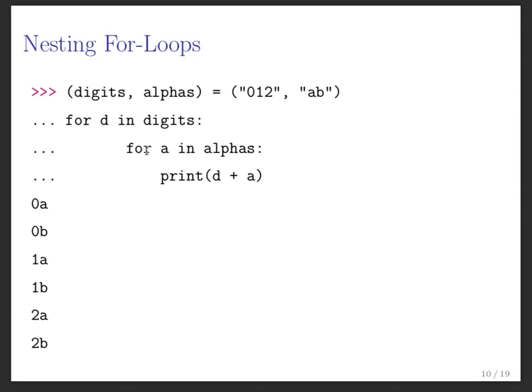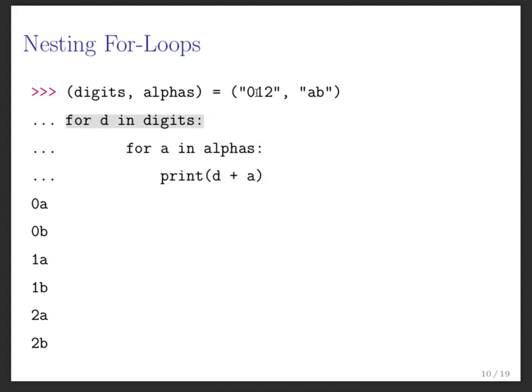So let's reason through this. Rewind back to where I just printed 0 and a. Python is going to walk back to here, right? So the loops get resolved from the interior loop outwards. The loop in the innermost indent has to resolve first. So this a is now going to be set to b. It's going to print the value of d plus the value of a, which happens to be 0 and b. Then it's going to escape this loop. A will have the value b. It will go back to here.